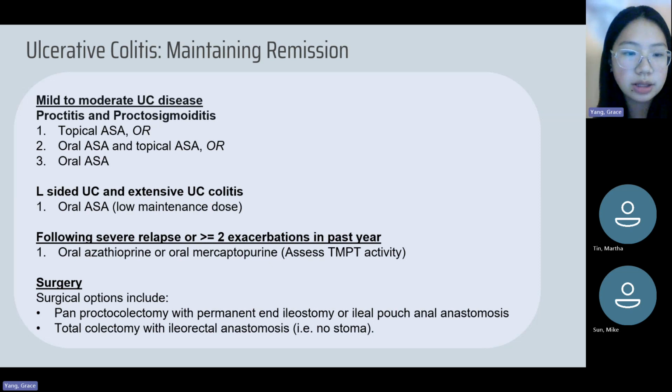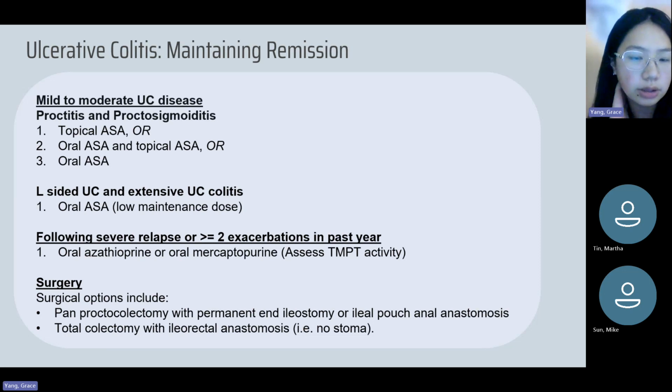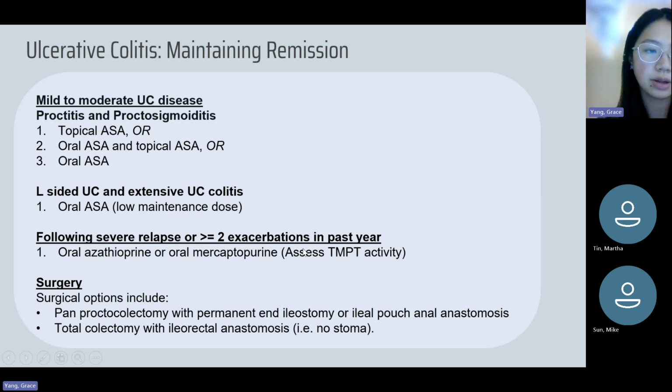And then we also have surgical options for you. So that could be a pan-proctocolectomy with a permanent end ileostomy, or an ileal pouch anal anastomosis. So the first option, obviously, you'd end up with a stoma, and the second option, you'd have a stoma for a little while whilst the anastomosis heals, and then you can not have a stoma after that.